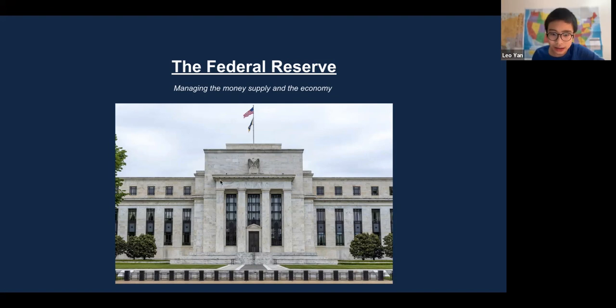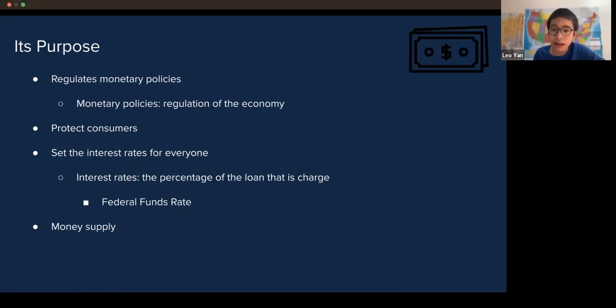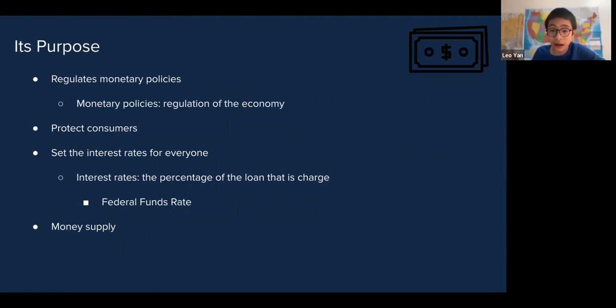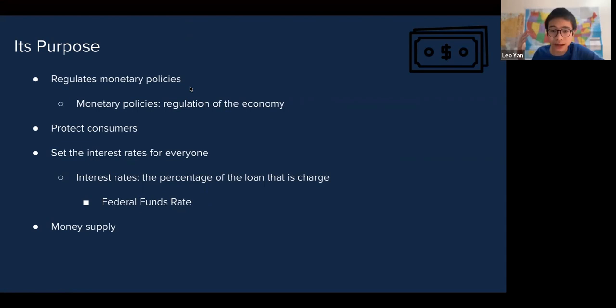And as you can see, this is the headquarters. It's a very majestic building. Its key purpose, as I said, is to regulate monetary policies. So a monetary policy is basically anything relating to the economy, and I will give a more precise definition later in this lesson. But for now, it's just anything to do with the economy.